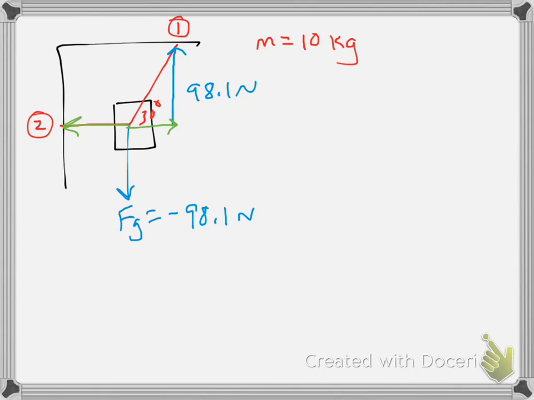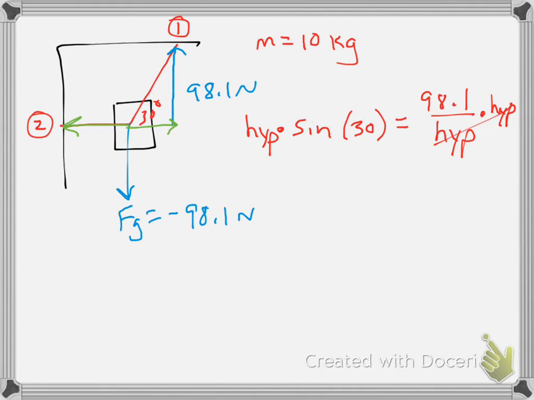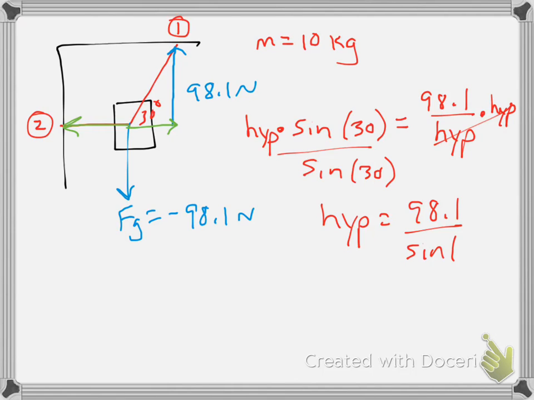So 30-degree angle. And so you can use your trig and say that I know that the sine of 30 degrees has to equal 98.1 over the hypotenuse. And so to solve for the hypotenuse, I just have to do some quick calculations here. And so now to get the hypotenuse alone, I divide each side by sine of 30. So my hypotenuse is 98.1 divided by sine of 30.